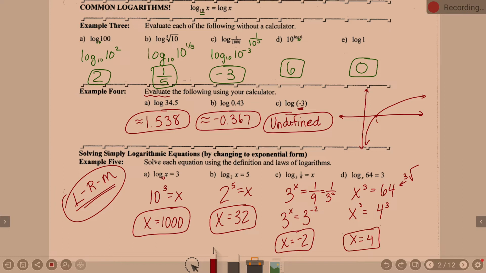And again, I'm not opposed to if you just did the cube root. Makes total sense. Okay.